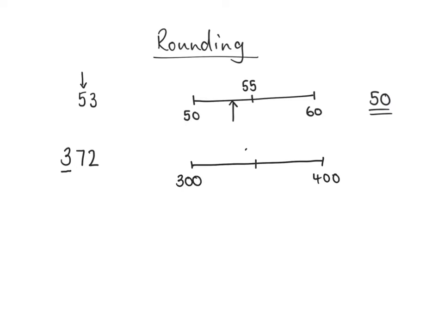In the middle, we'd have 350. The middle's really important. It helps us work out whether to go up or down when we're rounding. Now, 372 would be somewhere around here because it'd be bigger than 350. So 372, if we're rounding to the nearest 100, would round to 400.